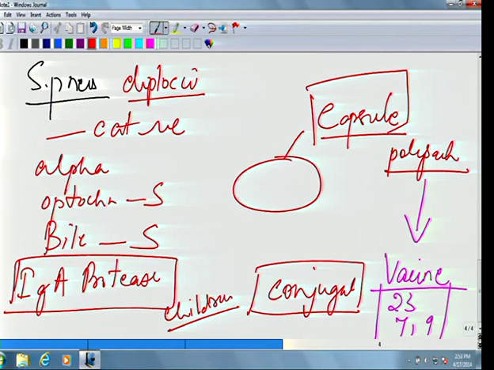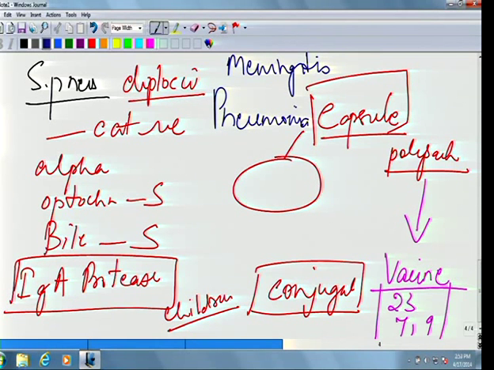At the mucosal surface, it helps to split IgA. So remember, meningitis is very common, and pneumonia. These are the two. Then of course you have otitis media. These are the 3 infections mainly caused by pneumococcus.